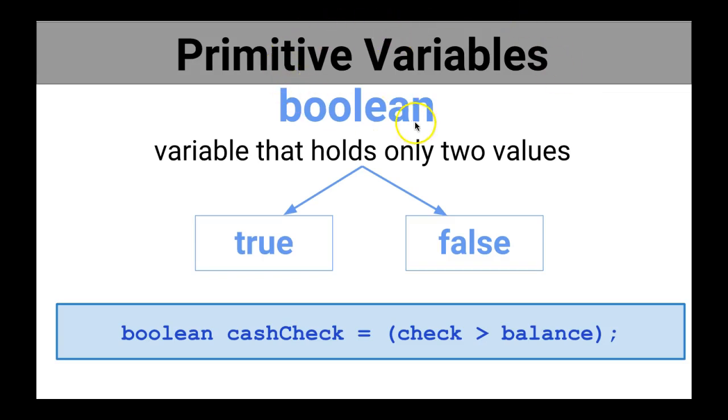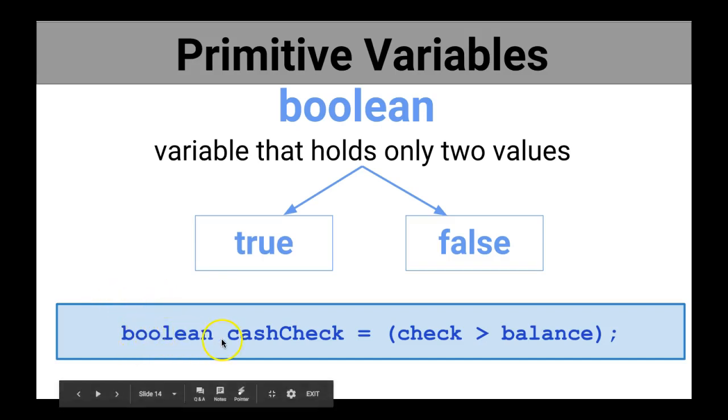All right, this primitive variable type is called a Boolean. That's probably something that you're not very familiar with, but it's a variable that holds only two values, so you'll understand the concepts behind it. It can either be true or false. The example down here is an example of when I would use a Boolean. This was an example of what I would consider a bank to use. There's a Boolean value called cash check, and this value is going to say true if you can cash the check and false if you can't.